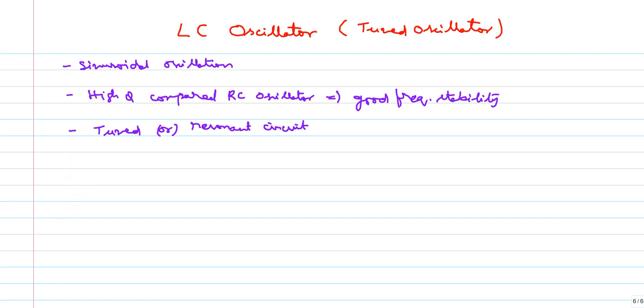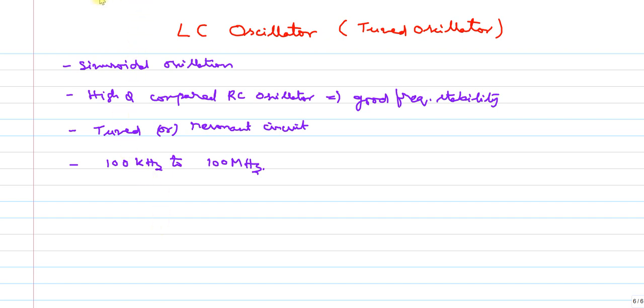They are used to generate oscillations. The oscillations can be in the range of 100 kilohertz to about 100 megahertz. So this is the frequency range they can produce. The main concept is based on the nature of the reactive elements. We have two different types of oscillators: one is the Colpitts oscillator and the second is the Hartley oscillator.